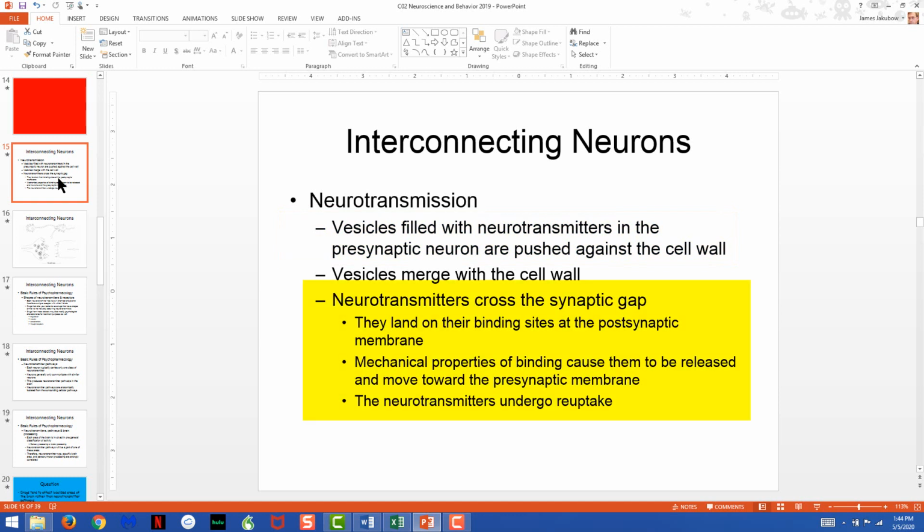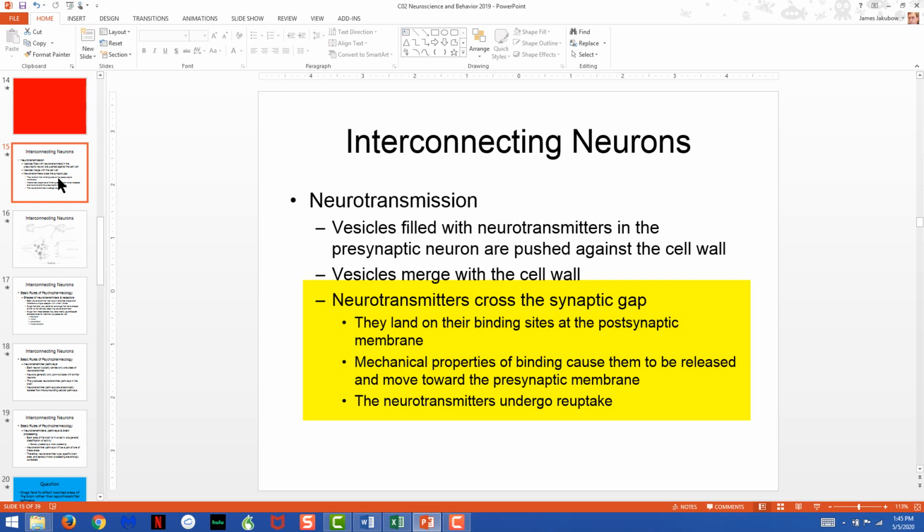The vesicles that are filled with neurotransmitter in the presynaptic side are pushed against the cell wall once the action potential has reached the end of the axon. So there's actually a series of biochemical steps here that are not very relevant for us in psychology, but they generally involve the release of calcium, which pushes the vesicles against the very end of the axon itself.